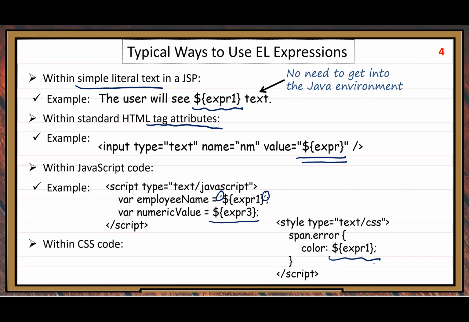So that's the typical ways. These cases should cover 90-something percent of the usage of EL. This slide covers these 4 cases. That should be enough for 90-something percent of the time. The remaining cases are just a small percentage.